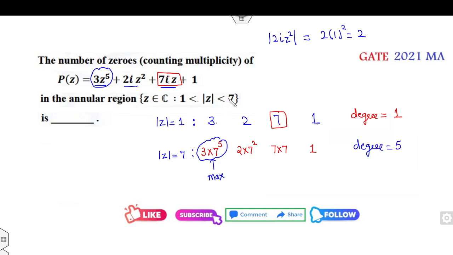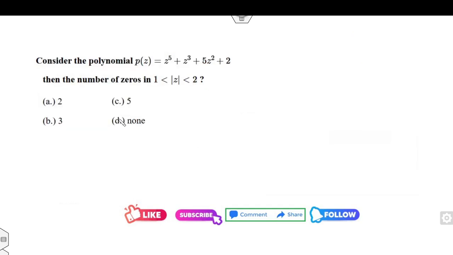Now, can you find the difference? 7 minus 1, that is, the degree of 5 minus the degree of 1. 4 is the right answer of the problem. Look at this another case.